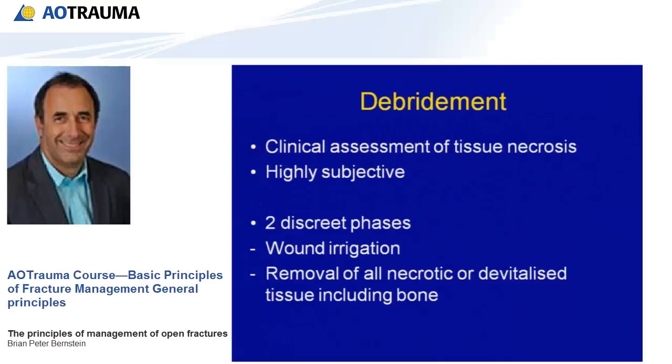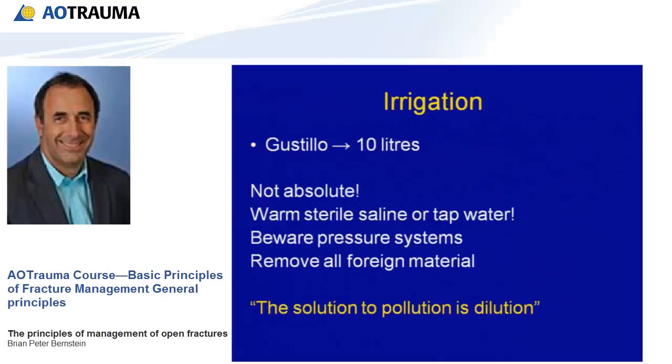We'll start with irrigation, and the solution to pollution is dilution. Gastillo said you must use 10 to 12 liters. This isn't an absolute value, but you must wash out with a lot of water. Either warm, sterile saline or simple tap water, if that's all that you have, is okay. Beware of using pressure systems because you may impregnate more debris further up into the soft tissues. The aim is to remove all the foreign tissue that you can find.